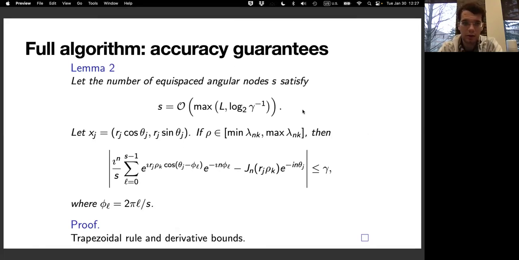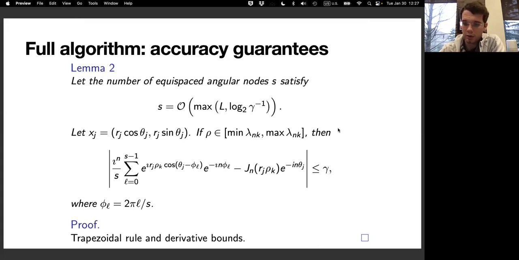This slide talks about the number of angular nodes. It turns out that it'll be enough to choose them of the order of max L, that's the image side length, and then we have some accuracy parameter here. If we choose S to be of this order, then this inequality is going to be true. So some quantity is going to be less than gamma. We can think of gamma as being small, so this quantity, whatever it is, is going to be small.